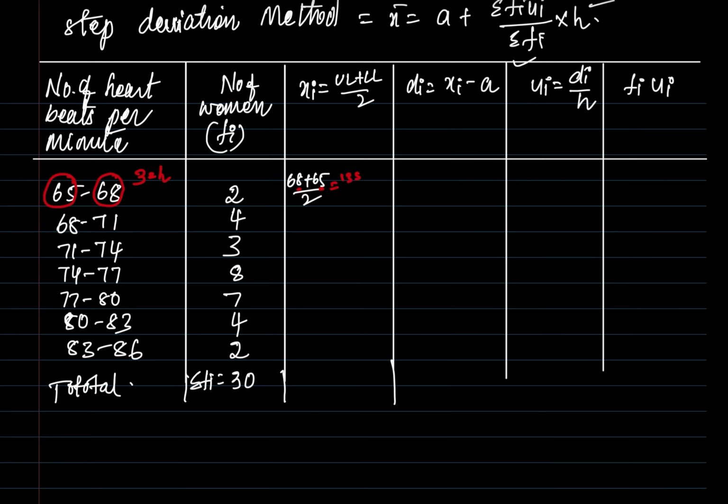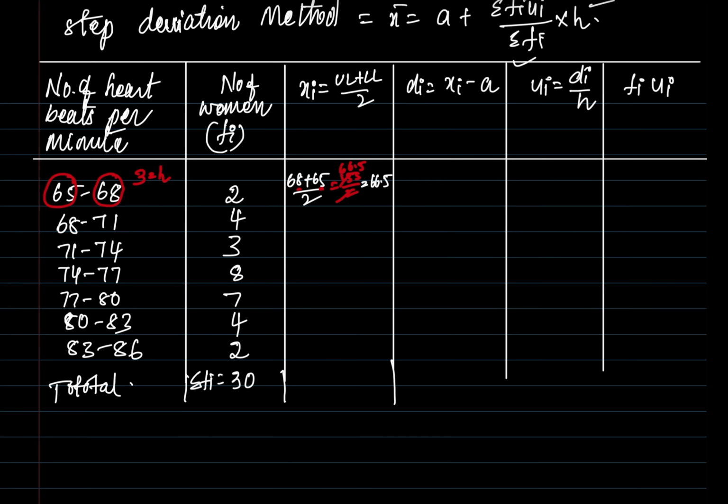133 by 2. So 2 sixes are 12, and 1 will be remaining. If you put a point here, it will become 10. Then it is 5. So what we got is 66.5. In the same way, you have to solve all the other terms.